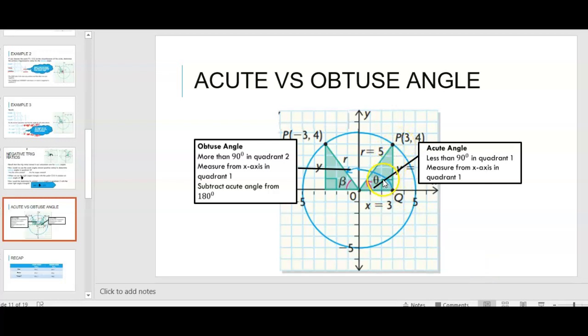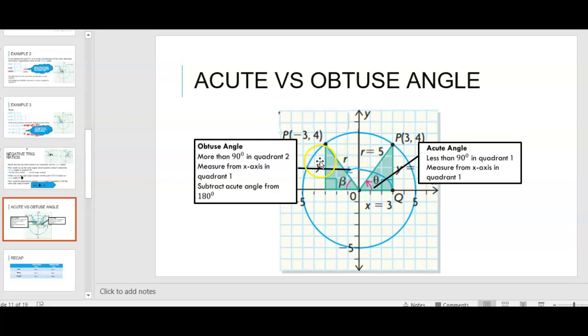Putting this all together, for all the angles or primary trigonometric ratios on the first quadrant, we know we're dealing with acute angles that are less than 90 degrees. How do we measure them? We start from the x-axis and go to the line that connects the point to the origin. This is angle theta, and all the angles in this quadrant are acute angles, less than 90 degrees. And all primary trigonometric ratios are positive.